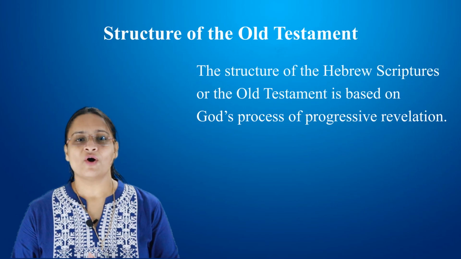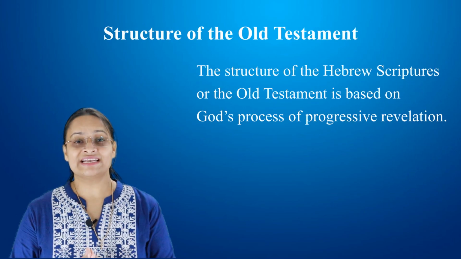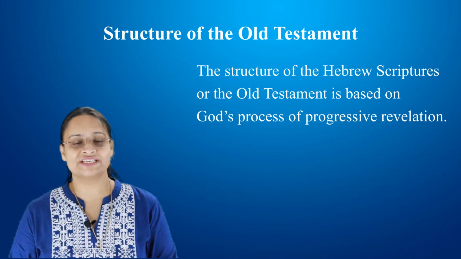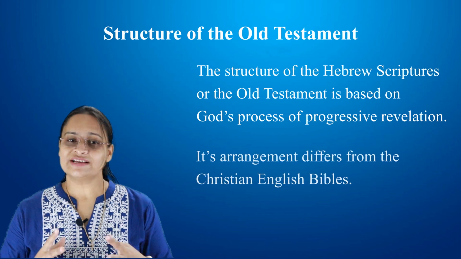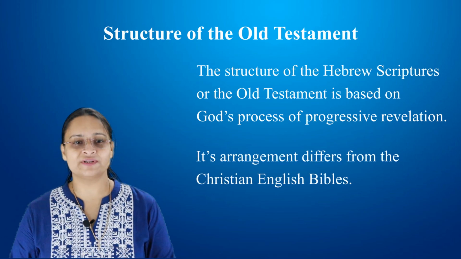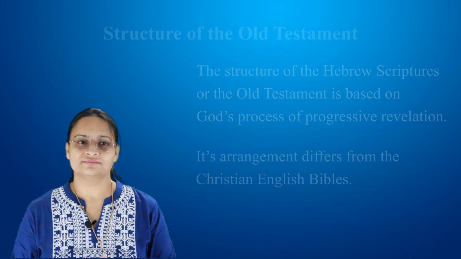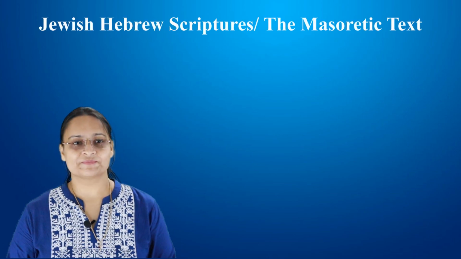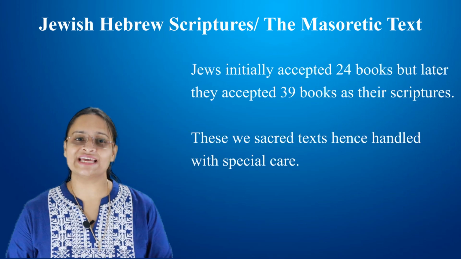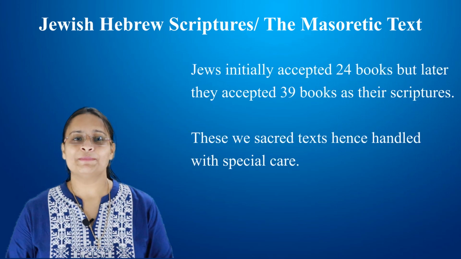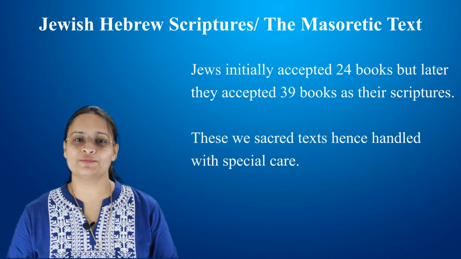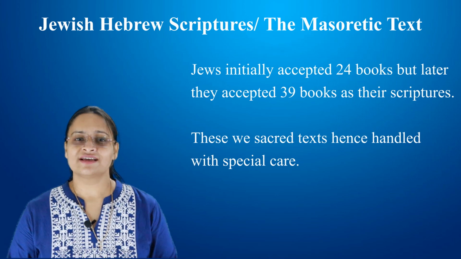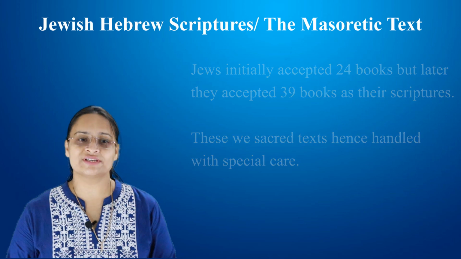The structure of the Hebrew scriptures, that is the Old Testament, is based on God's process of progressive revelation. Its arrangement differs from the Christian Bible that we have today. Jewish Hebrew scriptures, or the Masoretic texts: Jews initially accepted 24 books, but later they accepted 39 books as their scriptures. These were sacred texts, hence handled with special care.